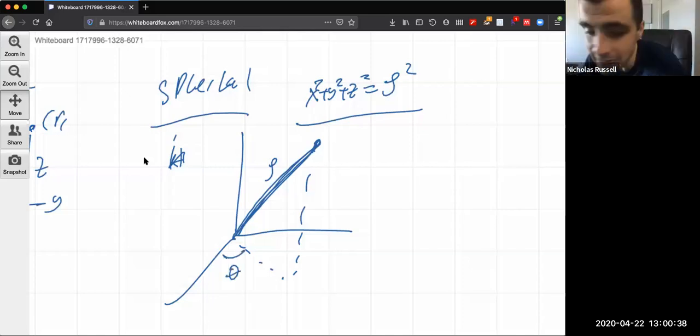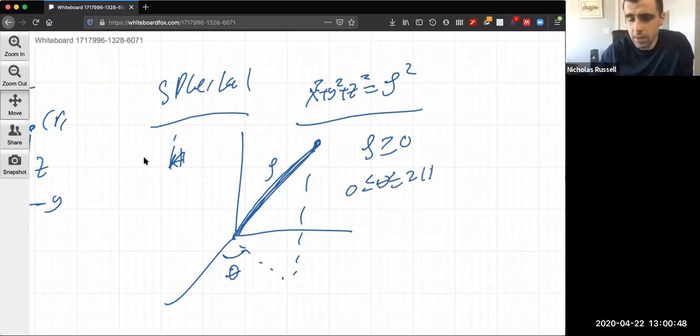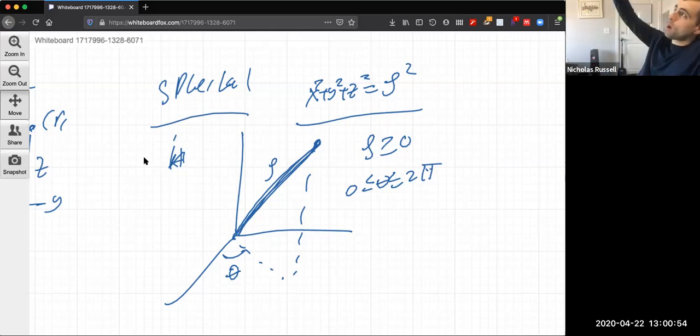This works exactly the same way as our polar thing. So we have that rho has to be greater than or equal to 0. We have that theta is the same thing as we've had in the past, which is from 0 to 2 pi. And then lastly, I've told you how far away I am. I've now told you which direction to face.